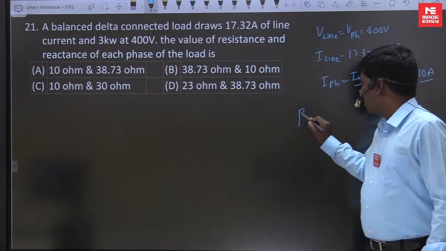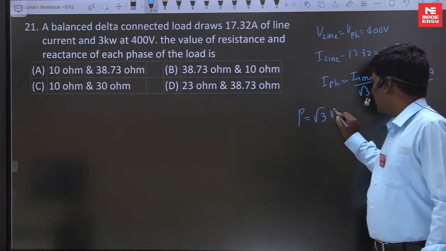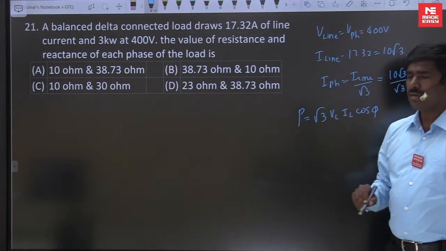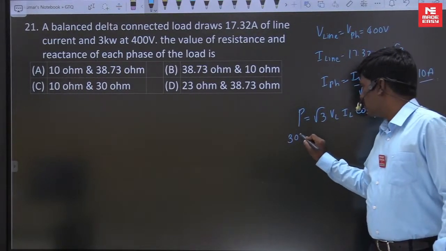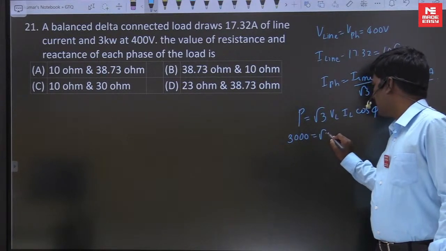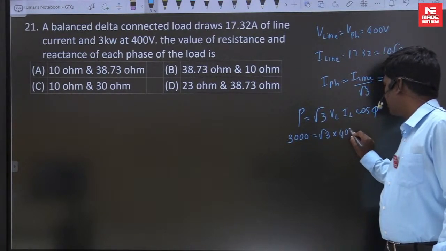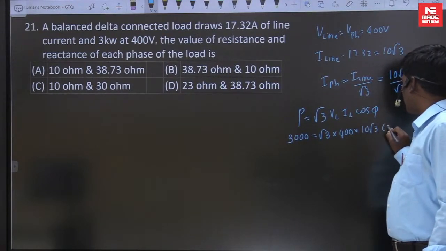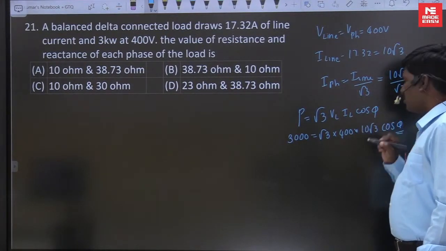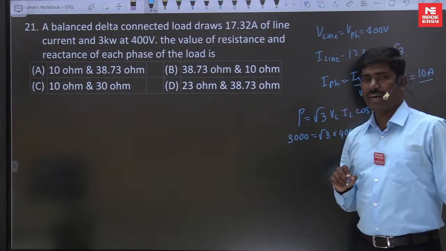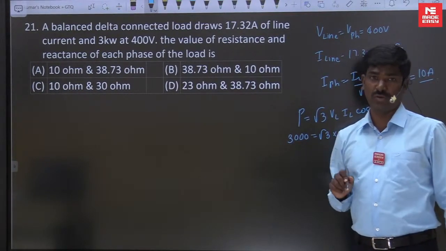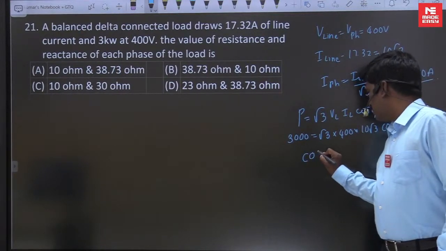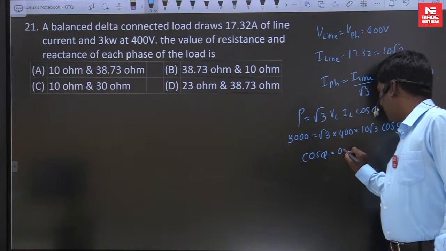So the power P is equal to the three phase formula root 3 VL IL cos phi. So 3 kilowatts, 3000, into root 3, VL is 400, IL is 10 root 3. Find out cos phi. The power factor angle is always between phase voltages only, not line voltages. From this you would get cos phi is equal to 0.25.